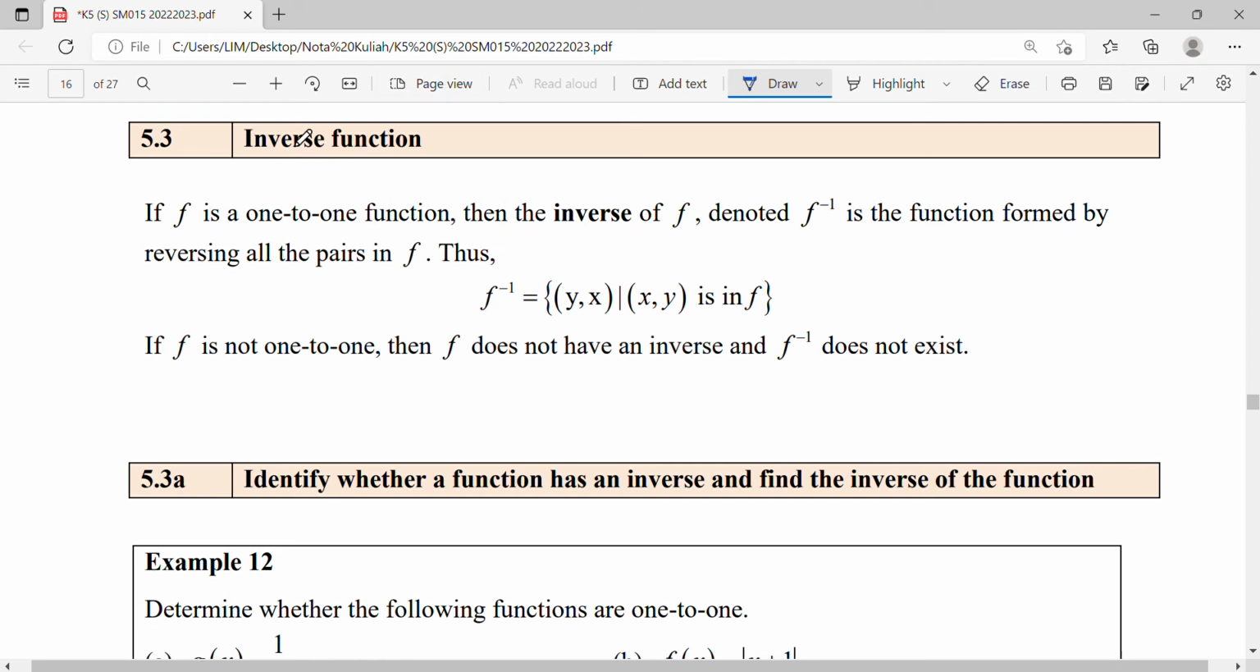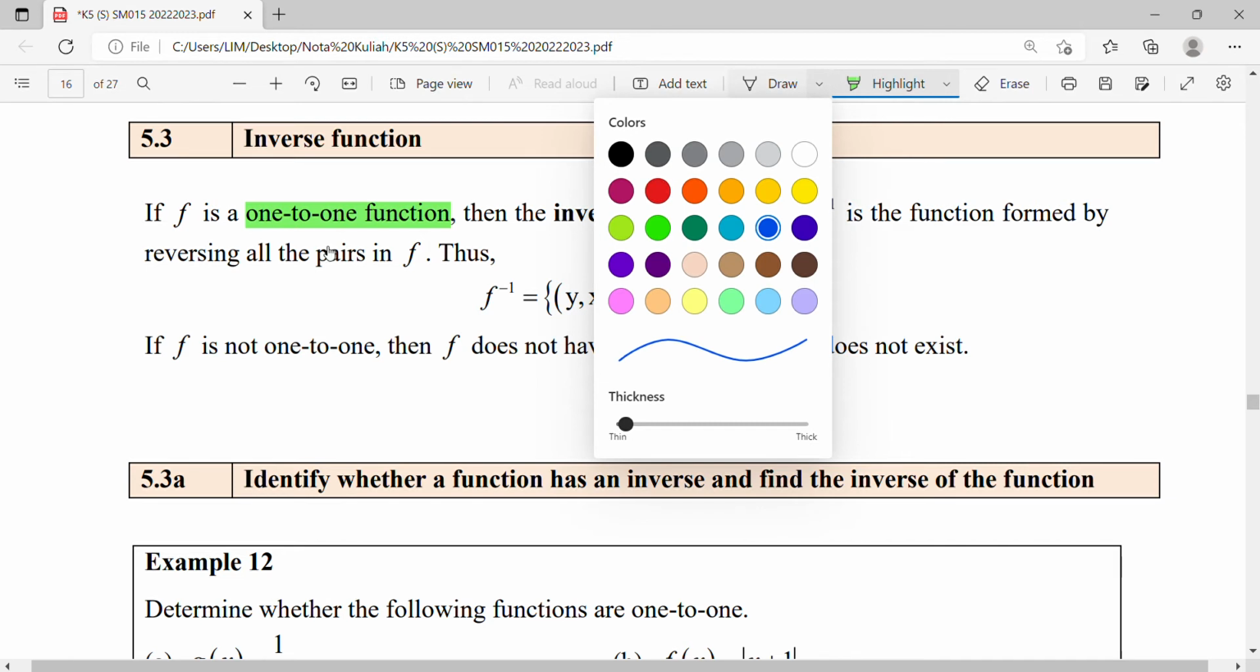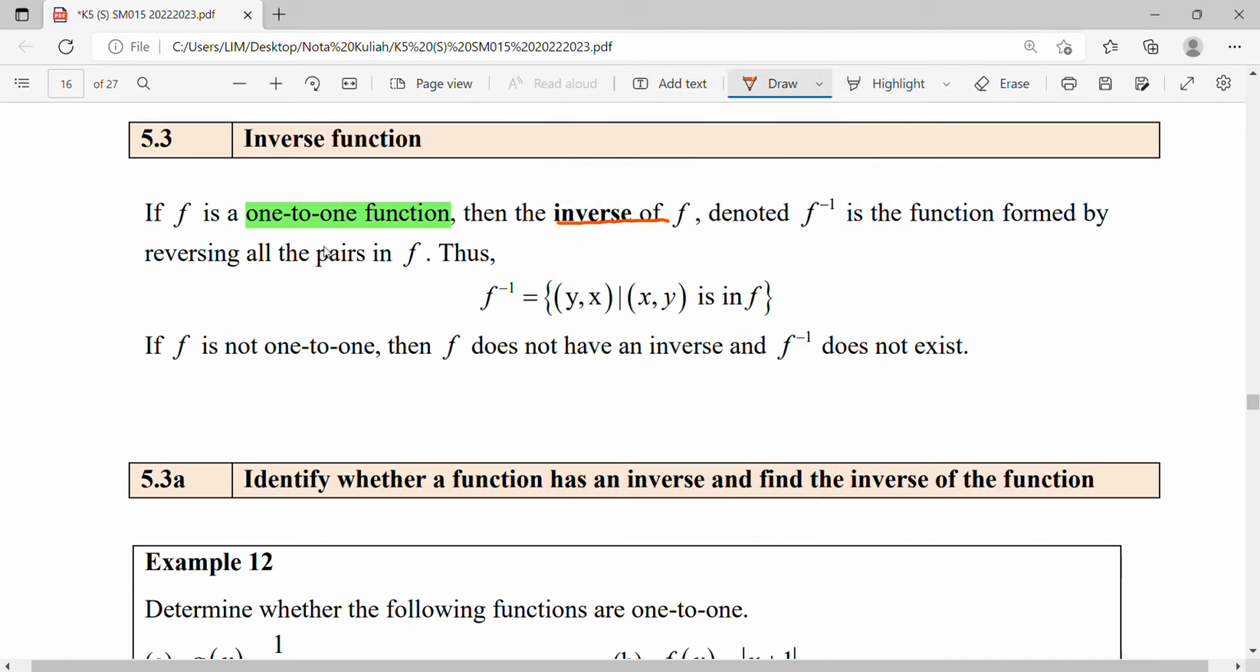Now we're going to discuss inverse function. If your function is a one-to-one function, then your inverse function exists. So you have your f inverse, denoted by f to the power of -1. It's the function formed by inversing all the pairs in the function of f. Thus, when you're finding your f inverse, your range will become your domain, and your domain will become your range.